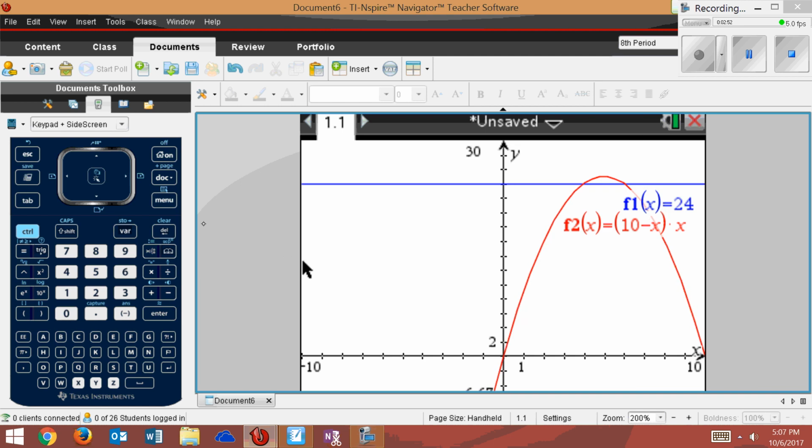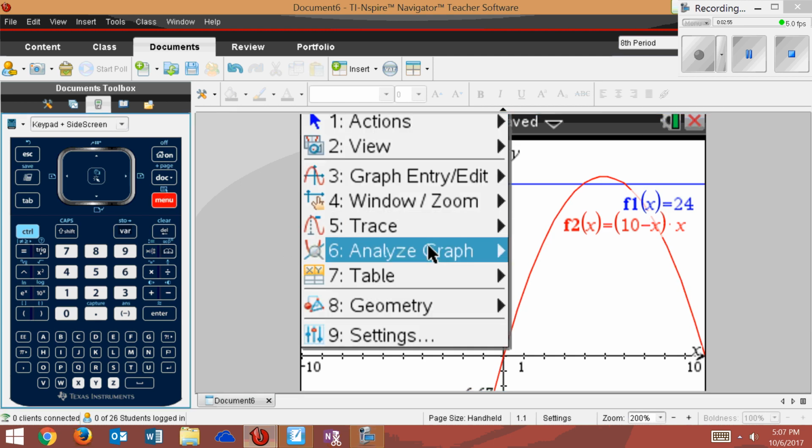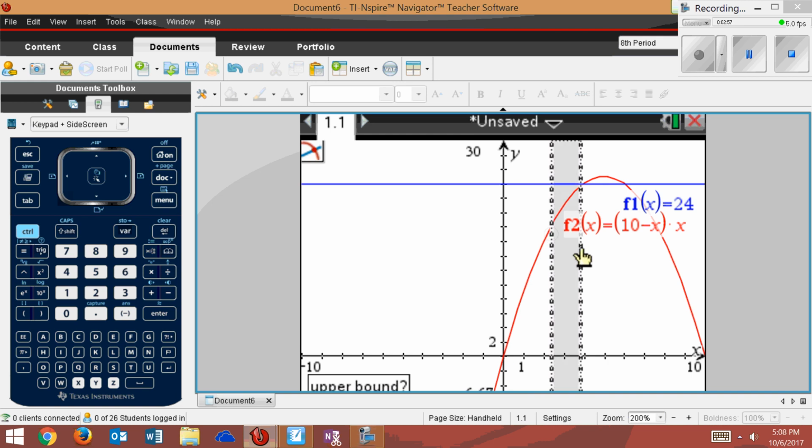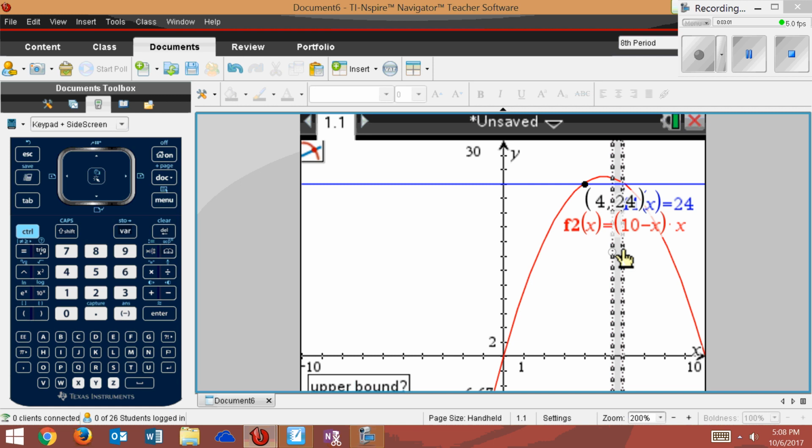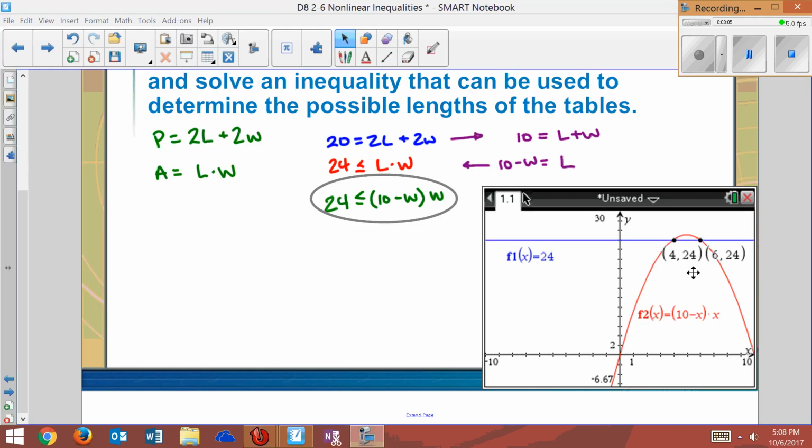So there it is, and I want to know the intersection. So menu, analyze graph, I'm going to look at the intersection here, and I'll do the intersection again to get this value. Now I got my answers, and now I can see that the width for the area to be above or equal to 24 needs to be somewhere between 4 and 6. So my width needs to be between 4 and 6.